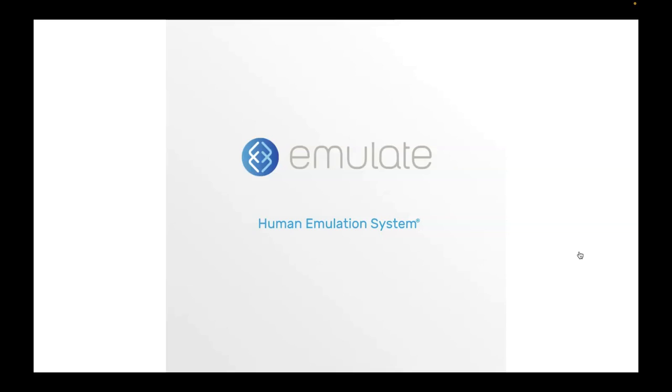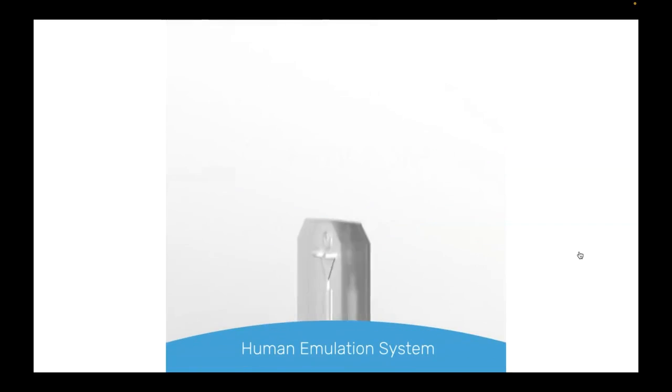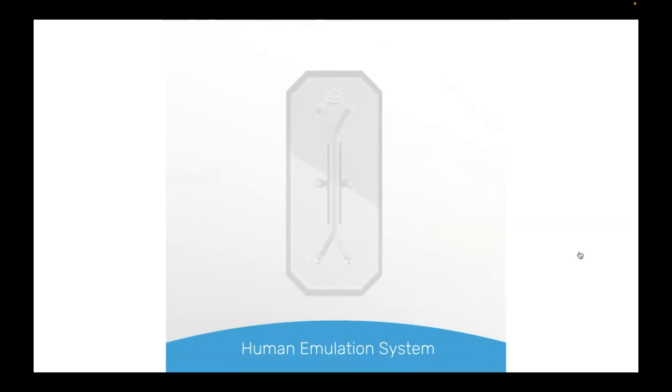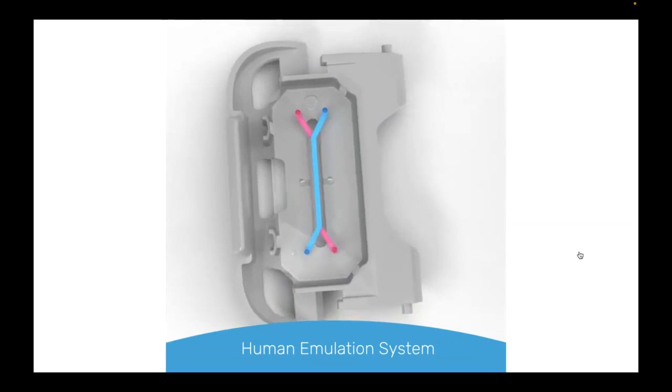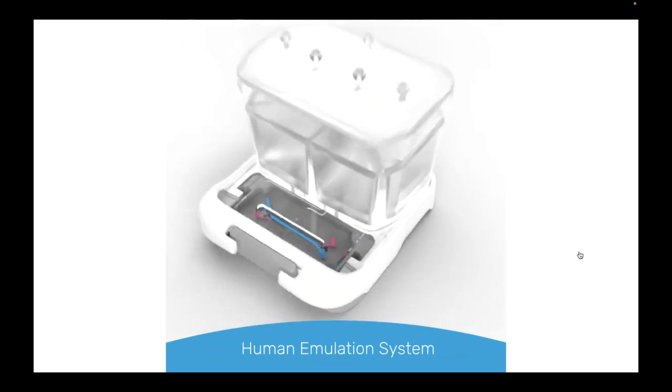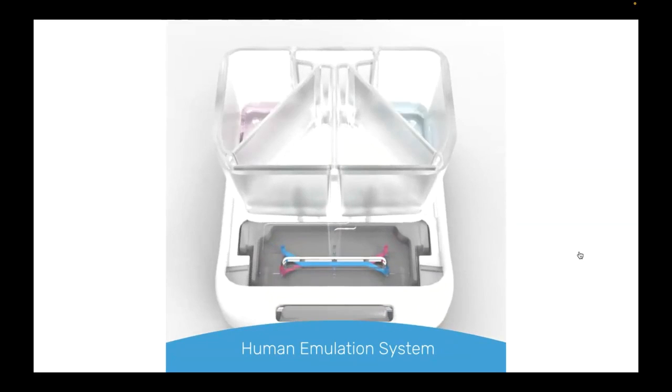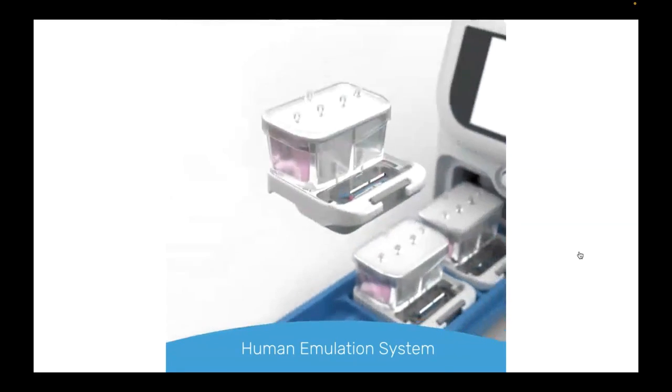Let me show you how it interfaces with the greater human emulation system offered by Emulate. So as I mentioned, we have our stretchable chip here. It is transparent, so you can image through it. It is flexible, so it can stretch and apply those forces to certain organ models. Two independent chambers that are over each other. The chip sits in a chip cradle, and then this connects to what we call our pod. And the pod has the reservoirs that drive that media, those fluids through the chip.